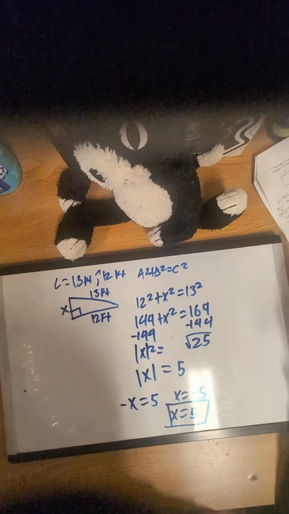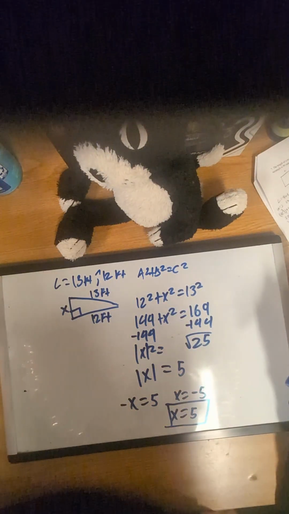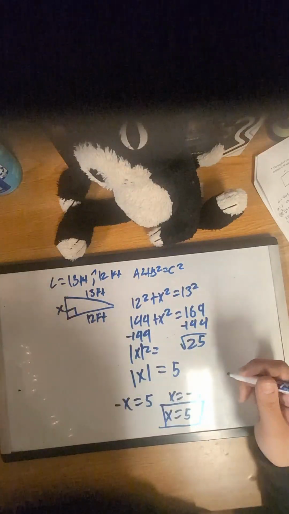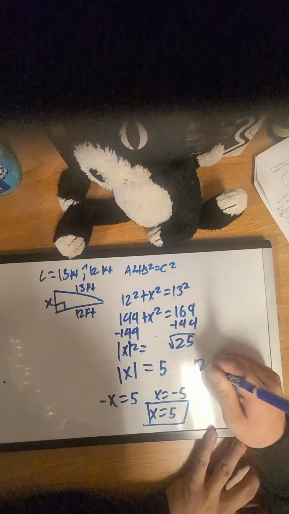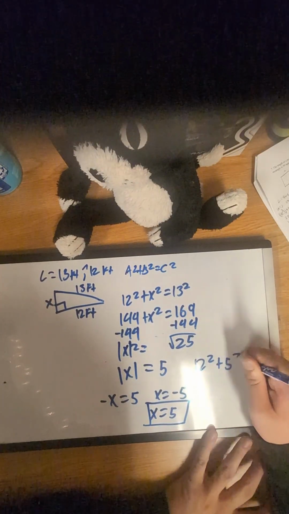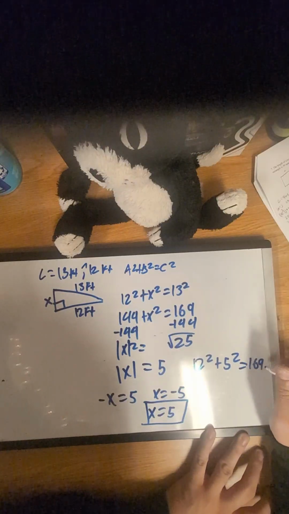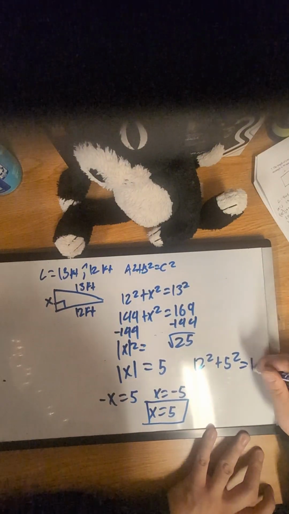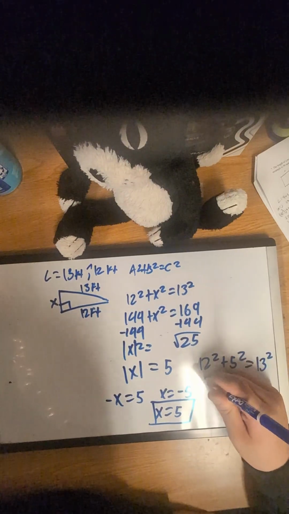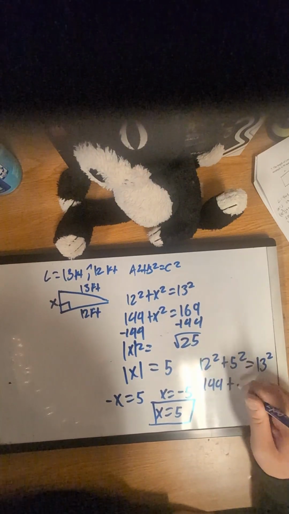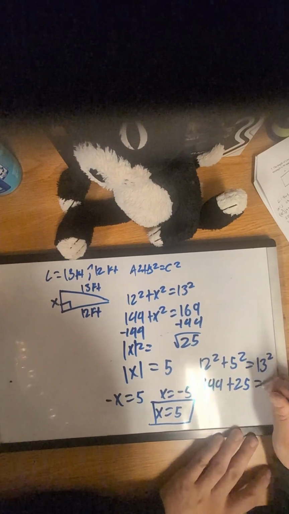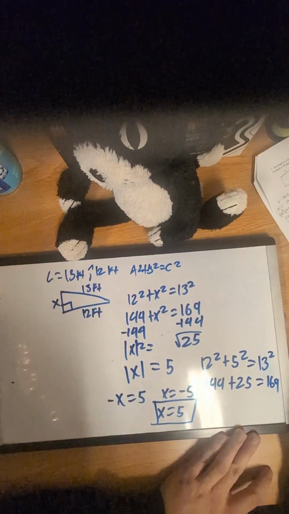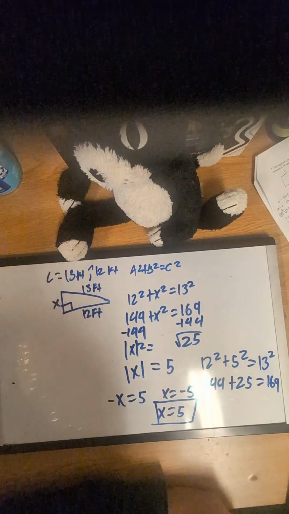So if we want to check, we can go ahead and plug it in as well. So let's do that. Why not? So 12 squared plus 5 squared equals 169, or 13 squared. Sorry, I put that as 13 squared. 13 squared. So 144 plus 25 does indeed equal 169. This is a way to check it.